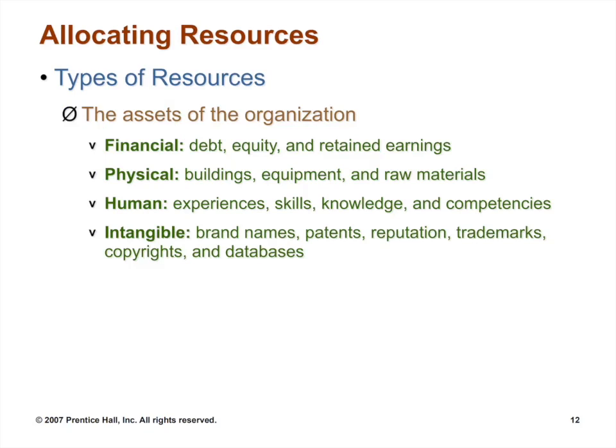Specialty in allocating resources, we have to know the types of resources in an organization. What are the types of resources in an organization? We know about the assets of the organization. There are 4 main assets in an organization. Firstly, the financial asset: debt, equity, and earnings. And then secondly, the physical asset: building, equipment, and raw material. And thirdly, the human asset: experience, skill, knowledge, and competency.